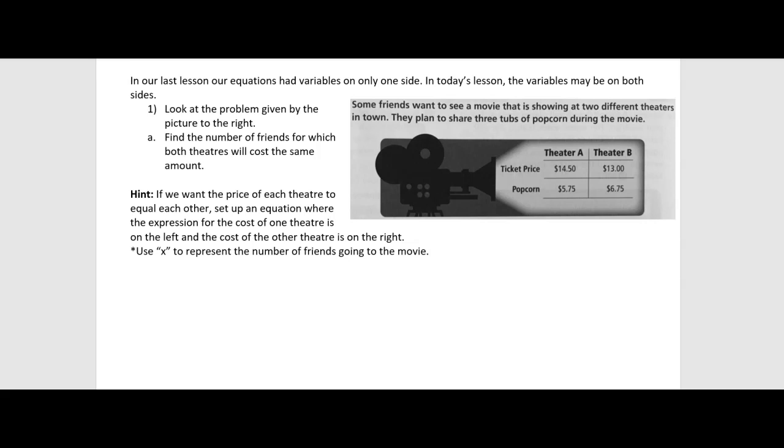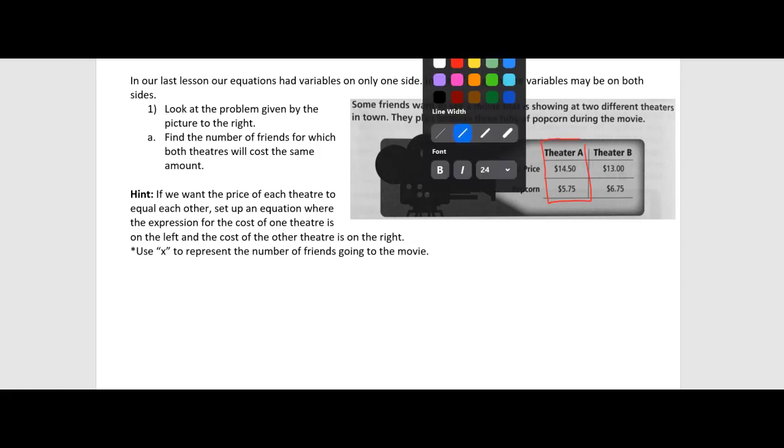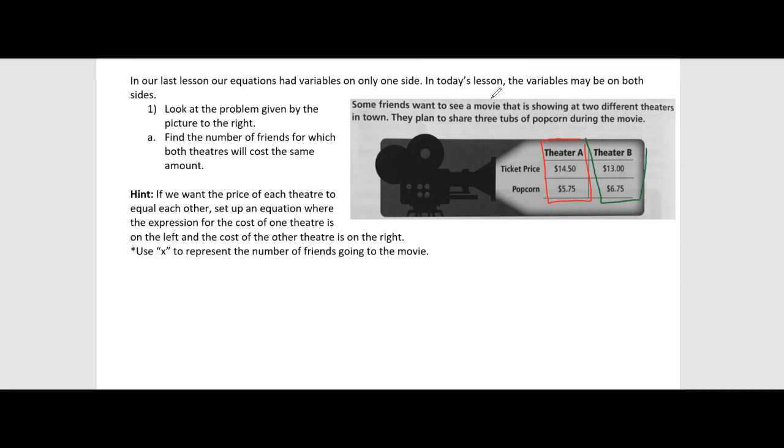So it says some friends want to see a movie that is showing at 2 different theaters. They plan to share 3 tubs of popcorn during the movie. So no matter how many friends go, they're going to get 3 tubs of popcorn to share. And you can see that we have movie theater A, and then we have movie theater B. And they have different prices for each ticket, and they also have different prices for a bowl or a tub of popcorn. So what we're trying to do is find the number of friends for which both theaters will cost the same amount.